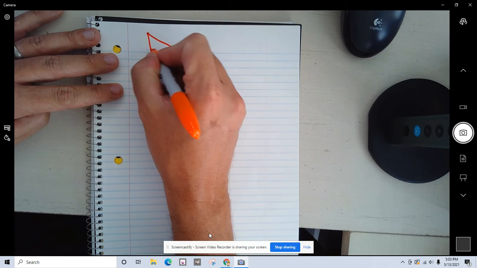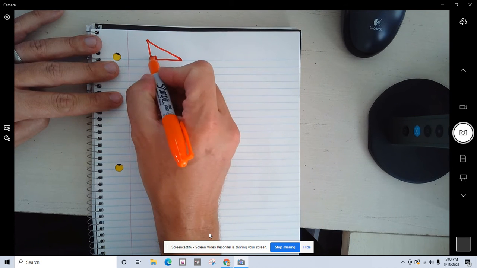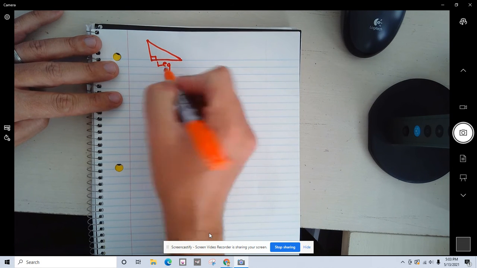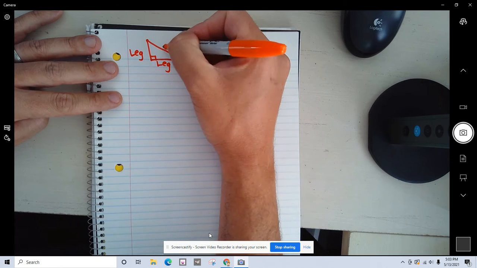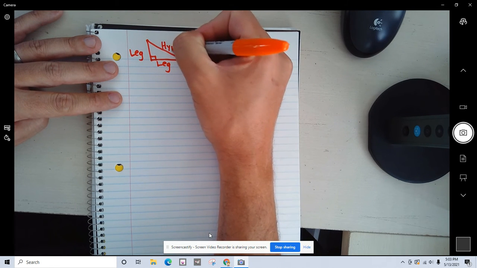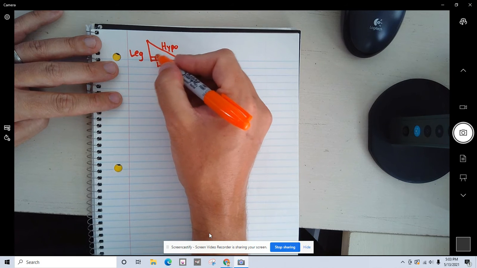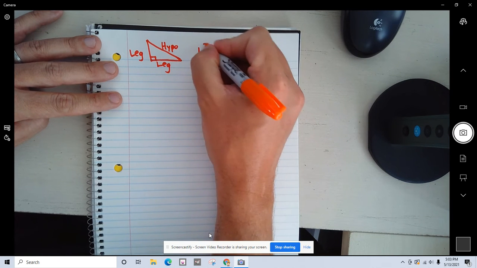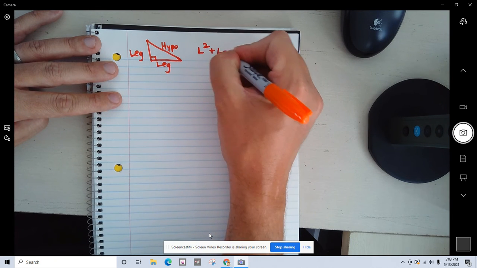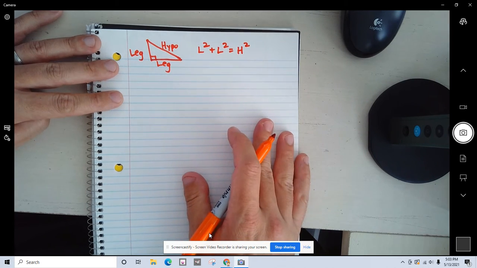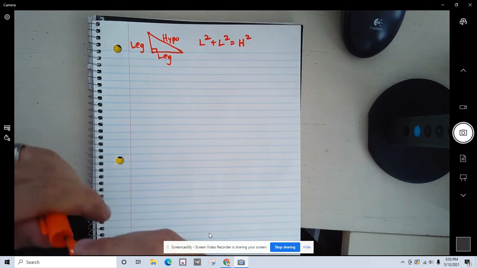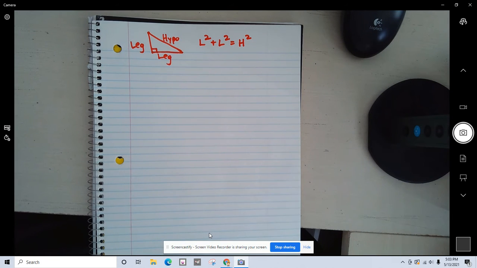Wherever you see this right angle, whatever it's touching is called the leg, right? The legs. And then the opposite of the legs, the opposite of the right angle, is the hypo. The formula: leg squared plus leg squared equals hypo squared. And we did various problems on Monday and Tuesday solving questions dealing with Pythagorean theorem.